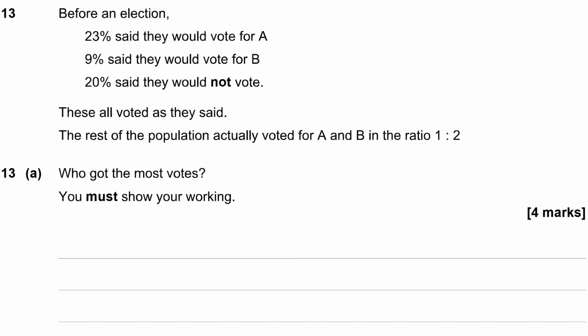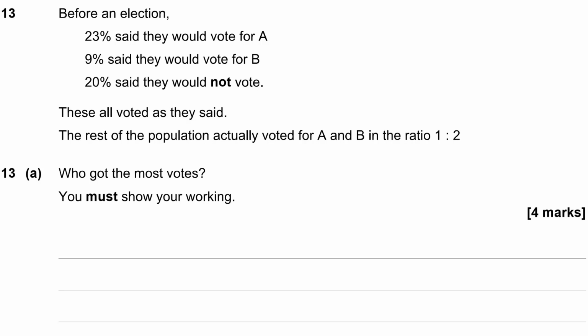Question 13. Before an election, 23% said they would vote for A, 9% said they would vote for B, 20% said they would not vote. These all voted as they said. The rest of the population actually voted for A and B in the ratio of 1:2. Who got the most votes? You must show your working. Okay. Now notice that they don't give you a total number of people here. So what you can do is just assume it's 100 or some multiple of 100. That's probably the easiest way.